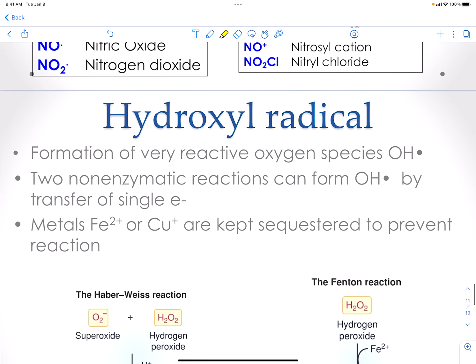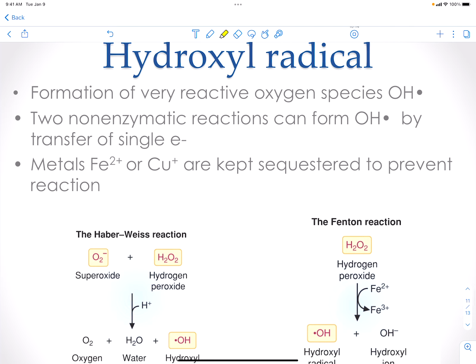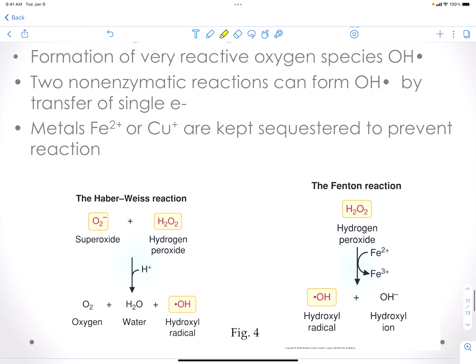The hydroxyl radical, again, is the most potent, and it is formed through two non-enzymatic reactions that we've already discussed in prior lectures, the Haber-Weiss reaction and the Fenton reaction. In the Haber-Weiss reaction, you have a superoxide ion and a hydrogen peroxide, and this can form the hydroxyl radical as well as water and oxygen. And then in the Fenton reaction with iron present, you have hydrogen peroxide, and you're going to generate the hydroxyl radical as well as the ferric form of iron.